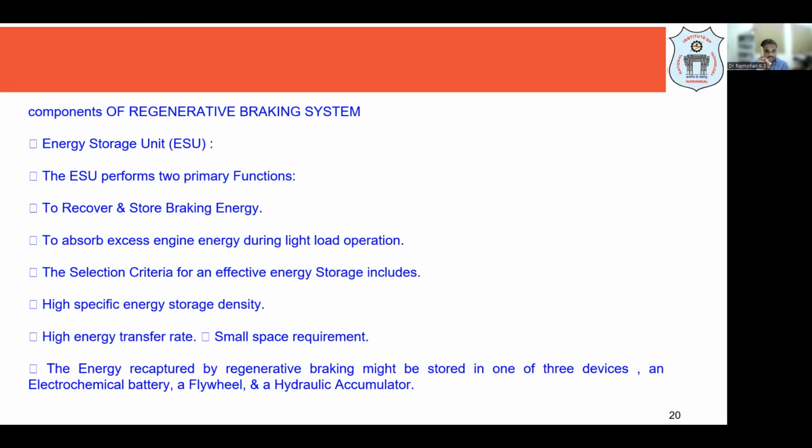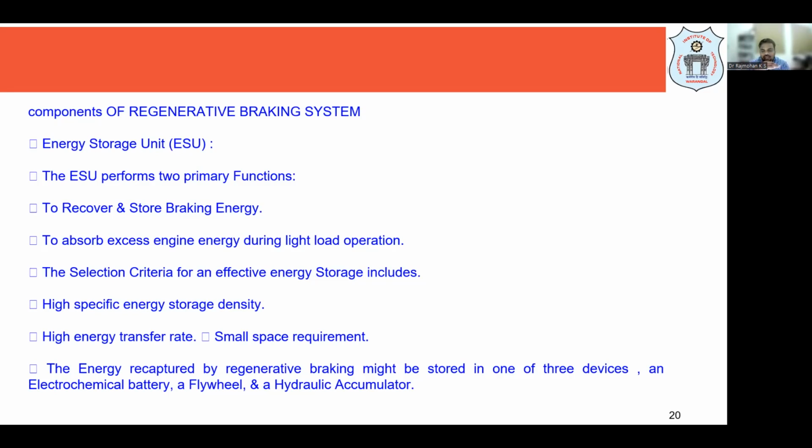It has units like the energy storage unit, ESU, which performs two primary functions. One is to recover and store the braking energy, and the other is to absorb the excess engine energy during light load operation. On a light load, the car is supposed to have four people but only one person is driving, so there is excess engine energy, right? That needs to be absorbed.